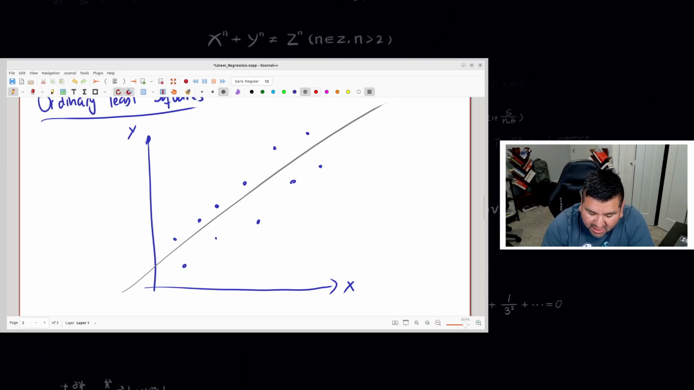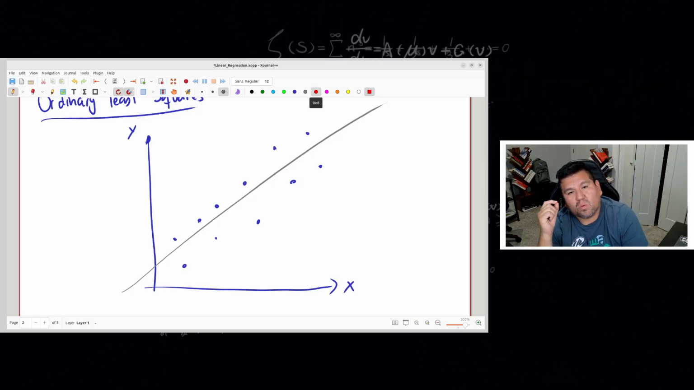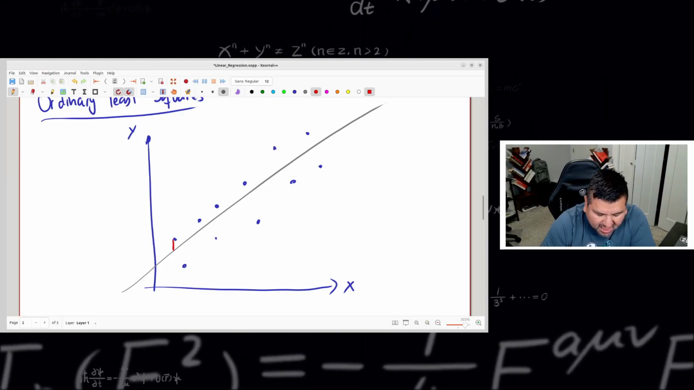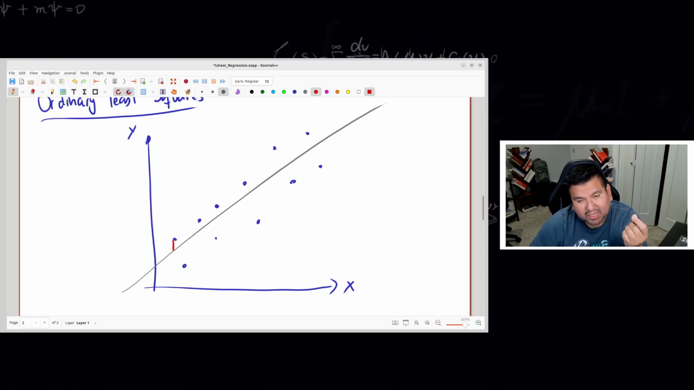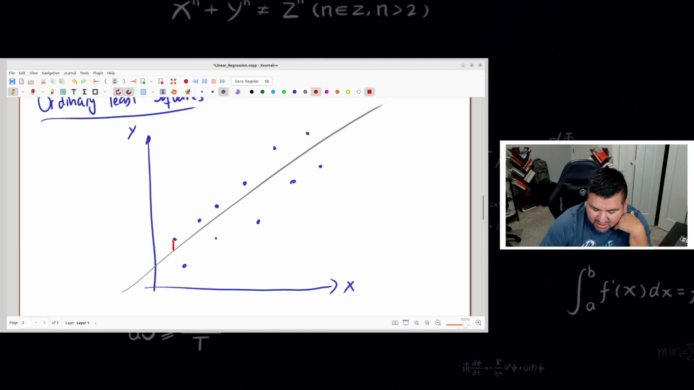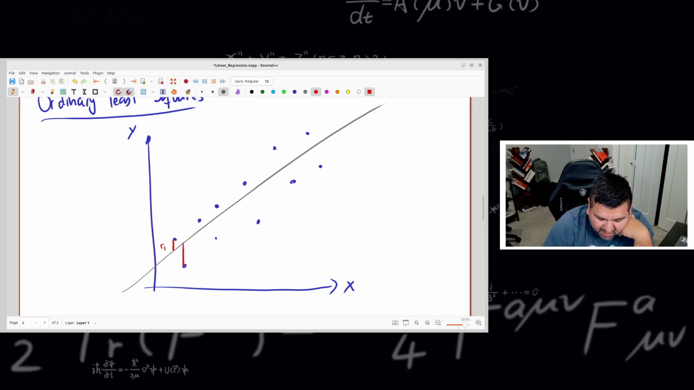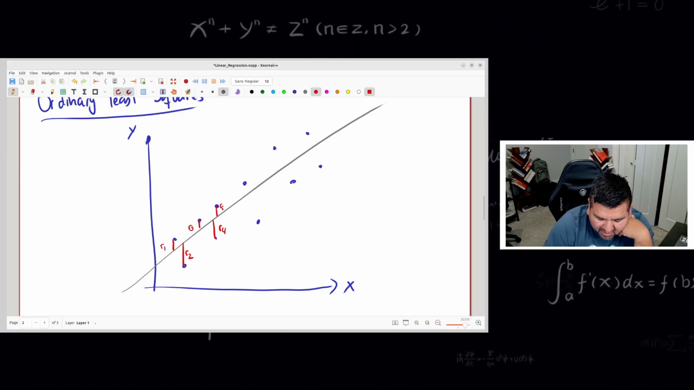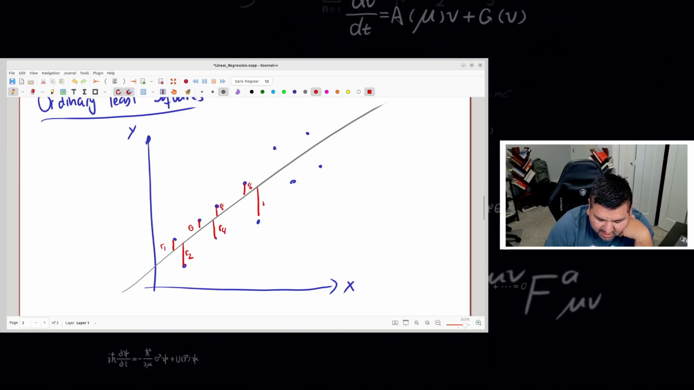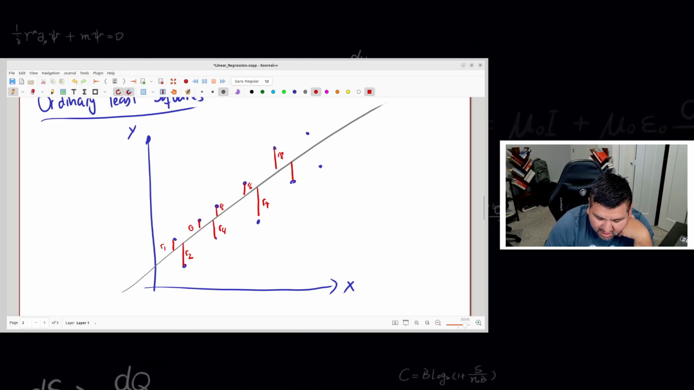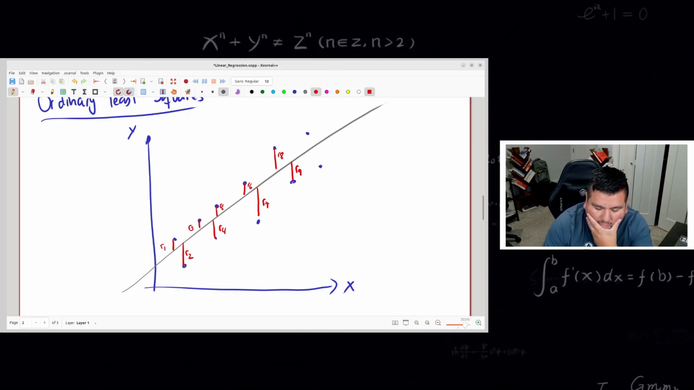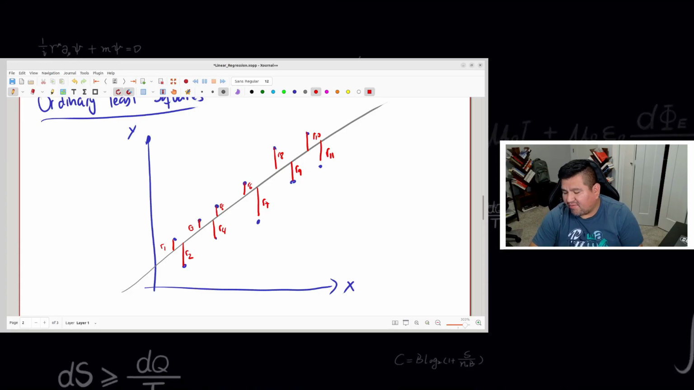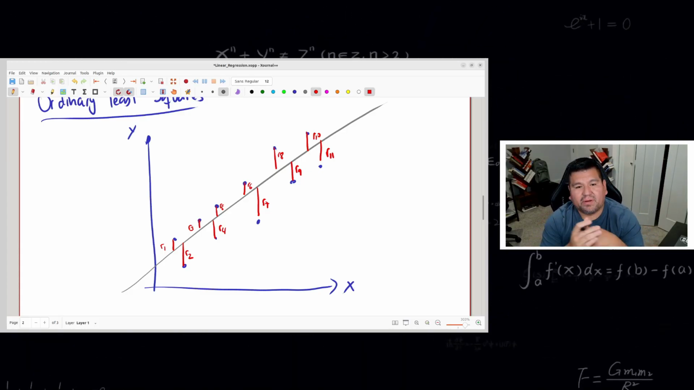So the residual is defined as the difference between what the model is predicting and the actual value. When you look at that gap between the actual data point and what the line is predicting, that is called the residual. So we can call this R1. Similarly, we can say this is R2, R3, R4, R5, 6, 7, 8, 9, 10, and 11. Okay, so we have 11 data points, so we have 11 residuals.